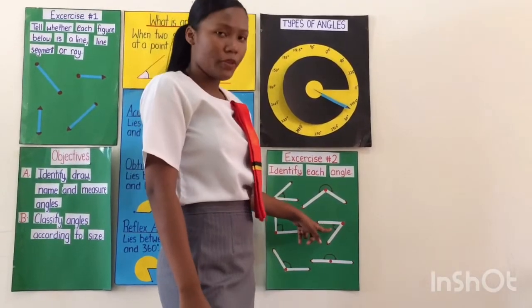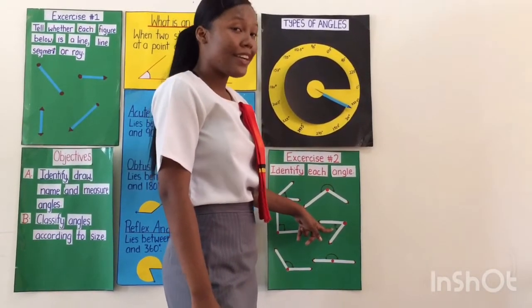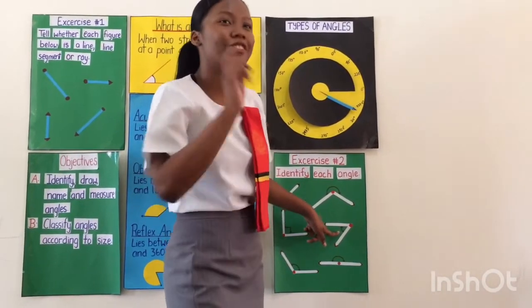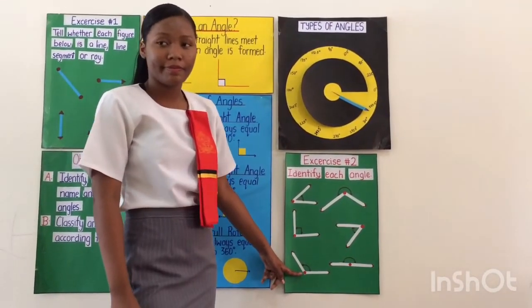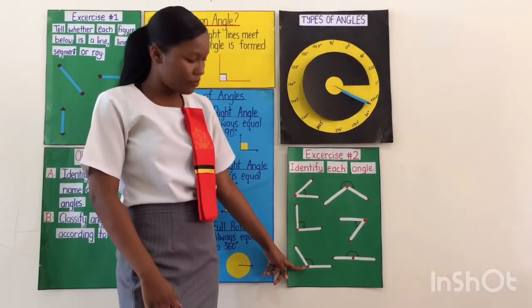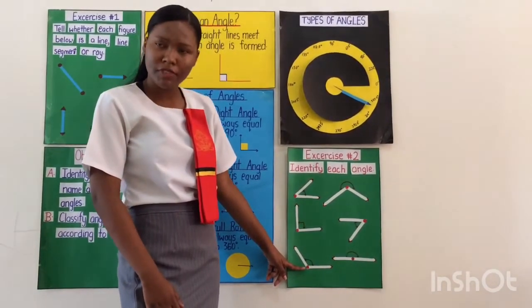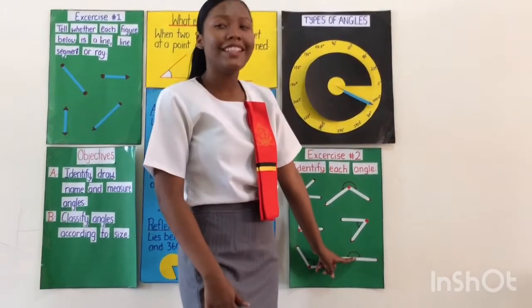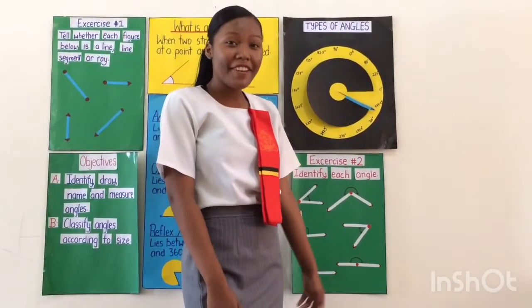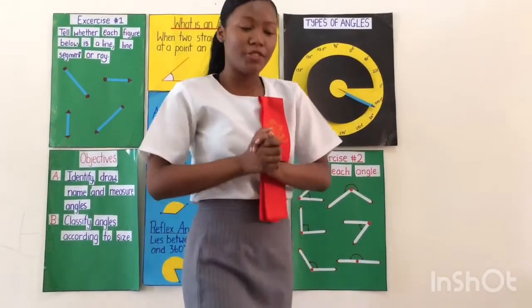Jodelle, what do you have for this one? Acute again? Oh, you're so right. Good. What do you have for this one? Shania? Obtuse? Correct. And the last one? Straight. Very good. You guys have done so great.